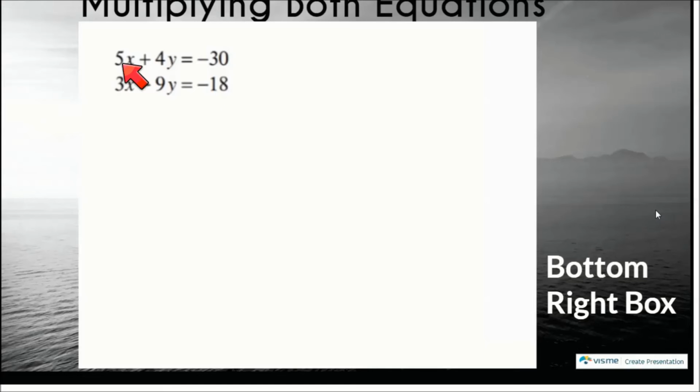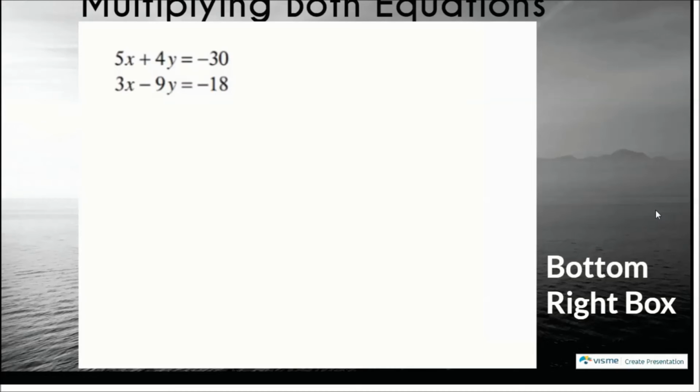If I multiplied 5 times 3, everybody help me out, what's 5 times 3? That would turn into 15. So my x's would turn to 15. Remember that number, 15x. Let's move over to the y's. Help me out again. What's 4 times negative 9? That would give me negative 36. So if I multiplied the x's, they'd turn into 15s. If I multiplied my y's, they'd turn into negative 36s. I don't know about you, but I'd much rather work with positive 15 than negative 36. So I'm going to multiply both equations to get my x's the same.